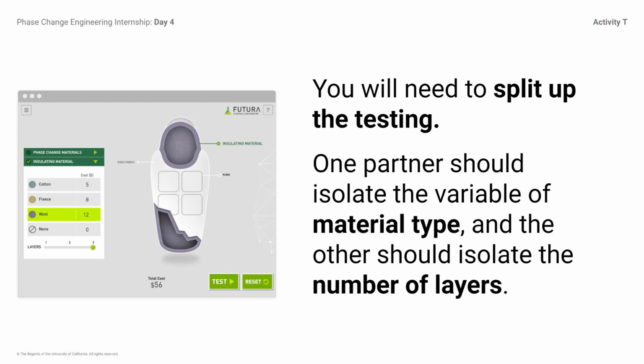If you are isolating the variable of material type, you will change the type of insulation material each time, but use the same number of layers in every test. If you're isolating the variable of number of layers, the insulating material remains the same across the test, while the number of layers is the only thing that changes.